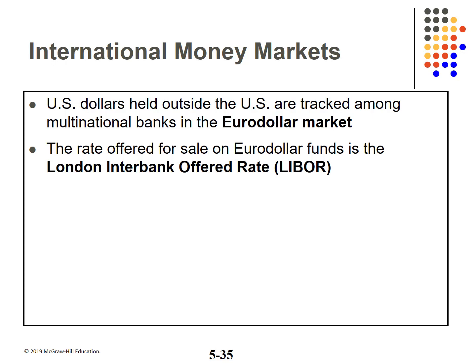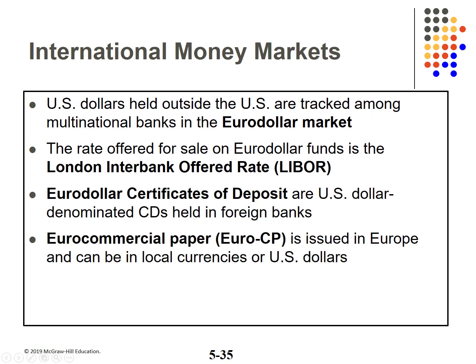U.S. dollars held outside the U.S. comprise the Eurodollar market. The euro in the name has nothing to do with Europe or the euro currency. The dollars can be in an account anywhere outside the U.S. The rate paid on Eurodollar funds is the LIBOR, the London Interbank Offer Rate. Eurodollar CDs are U.S. dollar denominated. Euro commercial paper is issued in Europe and can be in U.S. dollars or in the local currency.